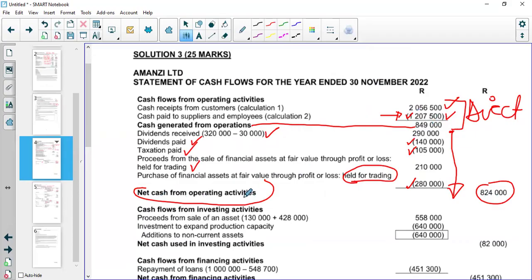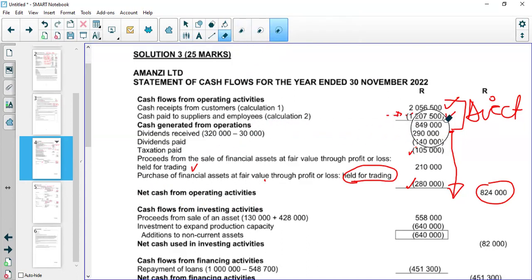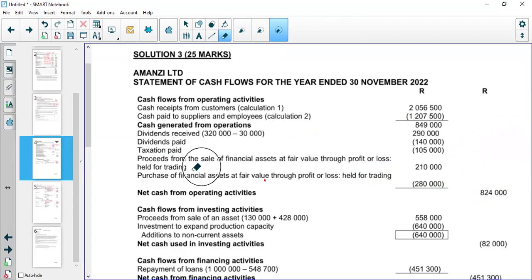Now let's talk about investments. Investing activities has to do with non-current assets. Those things that you put in under your non-current assets, you've property, plant and equipment, and financial assets. So we're going to sell, all the disposals are going to include it here. We're going to buy. And when we buy, we distinguish between investment to expand production capacity or investment to maintain capacity. So we need to know whether this is an investment to expand or to maintain.